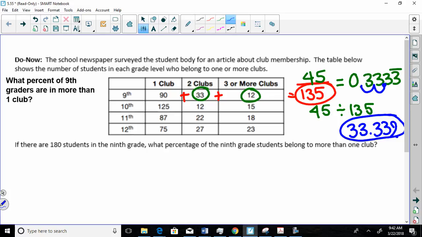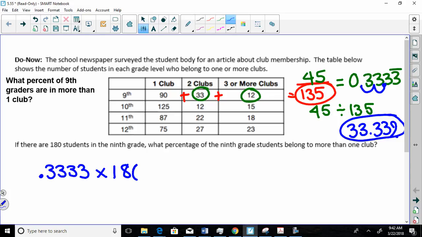Right here, they're saying, okay, say there's a whole new school, and in every school around that percent of ninth graders are in more than one club. So if there's 180 students and 33% of them are in more than one club, I'm going to take that 33% and I can write it either as a fraction or as a decimal, so 0.333. What does of mean? Multiplication, so times, and then how many students are in this school?